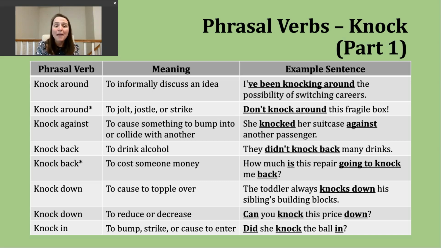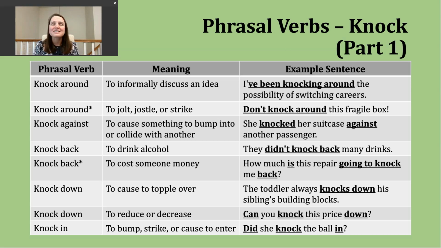Another way you'll hear knock back used is to refer to how much money something is costing a person. An example of this, how much is this repair going to knock me back? Okay, so maybe someone's having an automobile repair. They're having something fixed on their car. They're asking this question in the simple future tense. This is a be going to. They're trying to kind of make a plan for maybe how much money they need to have, or maybe how they'll have to change some of their spending to afford this repair.